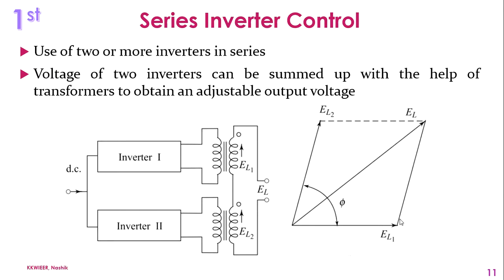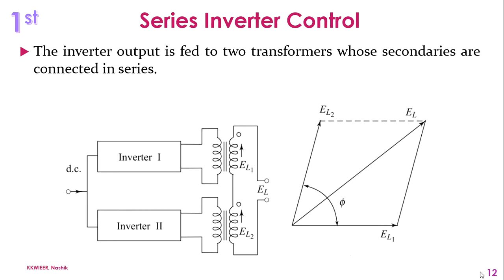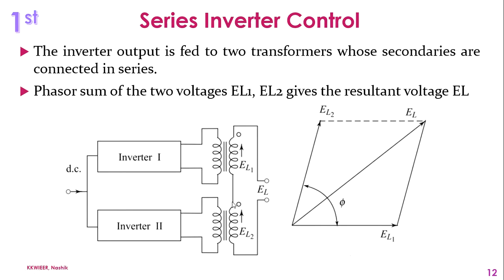Here it is shown. Two inverters are used, two transformers are used. At the input side the DC voltage is given, and this is the phasor diagram for voltages. So the inverter output is fed to the two transformers whose secondaries are connected in series, and the phasor sum of the two voltages EL1 and EL2 gives the resultant EL. Here it is shown. The angle between EL1 and EL2 is denoted by phi.